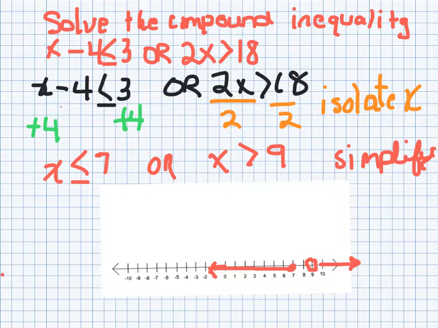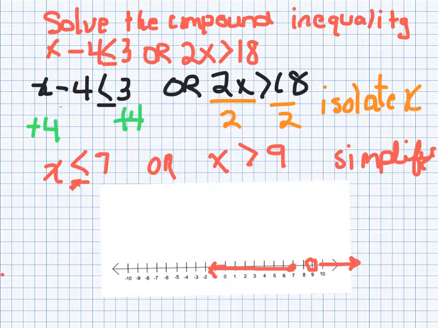So the first thing we're going to do is we don't have to do the same thing to each side in this case. So over here we're going to get rid of the 4 so that we have the x isolated here. So this would be plus 4 and plus 4. I have to do the same thing to both sides of this inequality though, but I don't have to do the same thing here and here, unlike when I did the and compound inequalities. So this will leave us with just x here, and 3 plus 4 is 7.